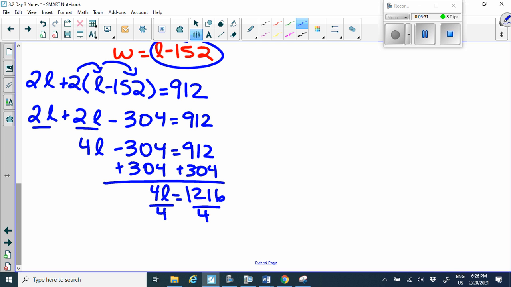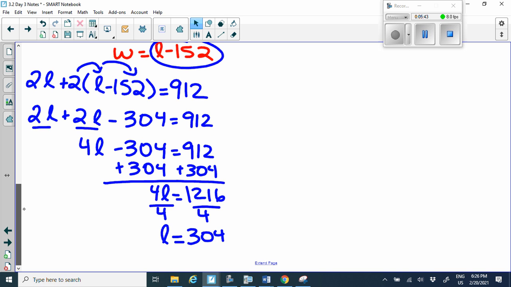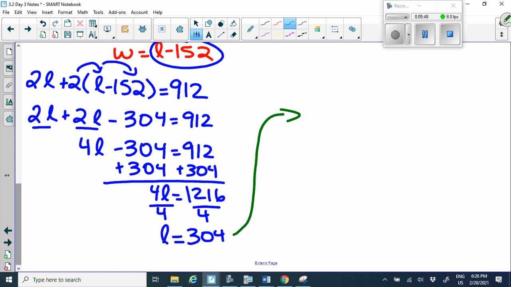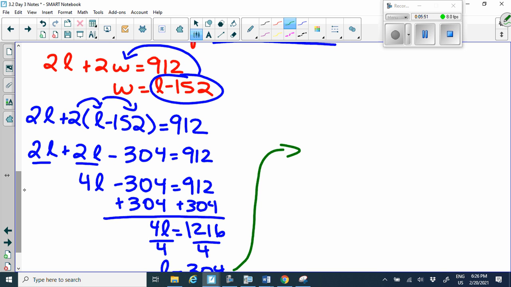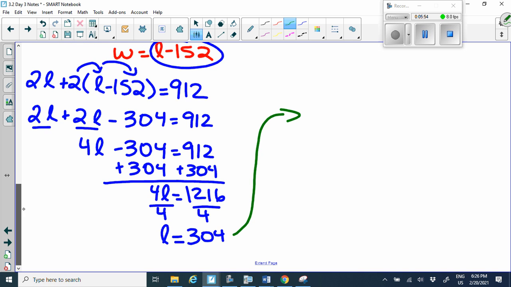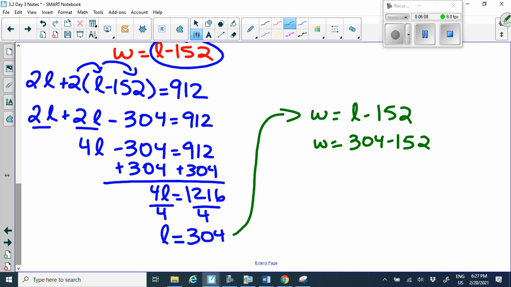Please plug this into your calculator, and when we do, we get 304. So we know our length is 304. Now we need to find what the width is. In order to do that, I'm going to take my 304 and plug it into one of the two equations. I'll plug it into the easier one, which is W equals L minus 152. We already know the length is 304, and I subtract 152. Once again, please use your calculator, it makes it a lot easier. And we get width equals 152.